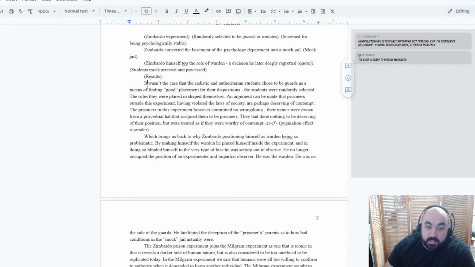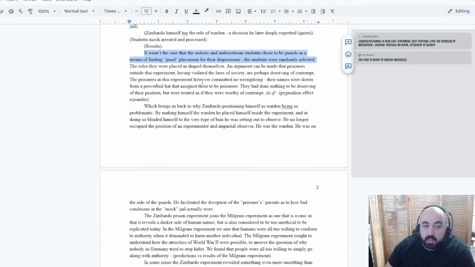It wasn't the case that the sadistic and authoritarian students chose to be guards as a means of finding good placement for their dispositions. The students were randomly selected. The problem is that they were encouraged by Zimbardo. The roles that they were placed in shaped themselves. Now, I think that this is true, or would be true, but you could attribute more of the cause to Zimbardo, and so this undermines the argument.